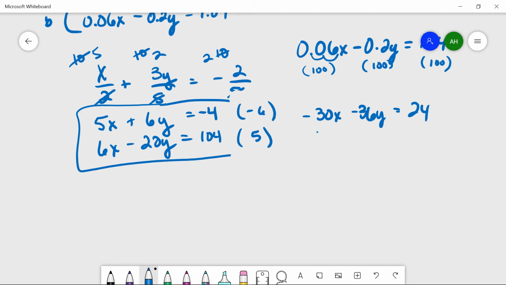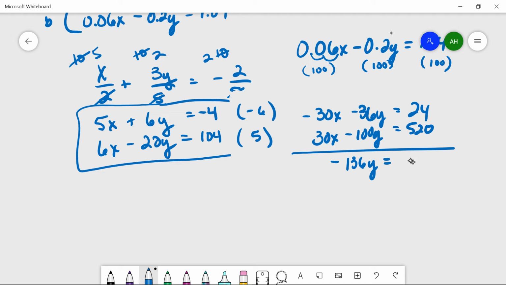Down here at the bottom, I'm going to get 30x minus 100y equals 520. All right, add those two together. My x's are going to cancel out. I'm going to get negative 136y equals 544. Divide both sides by that negative 136. I'm going to get that y equals negative 4.